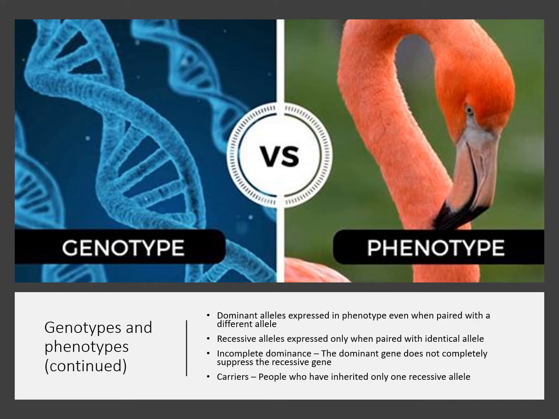Now, there are some other traits that are associated with incomplete dominance, some diseases that maybe you've heard about before, like Tay-Sachs disease or sickle cell anemia. And sickle cell anemia is described in your textbook a little bit. But incomplete dominance, again, is where that dominant gene is not completely suppressing the recessive gene. So you're seeing a little bit of that recessive gene show up, and then you're also seeing that dominant gene.